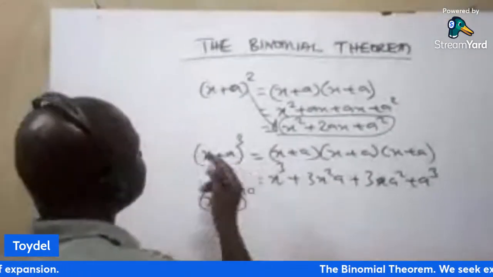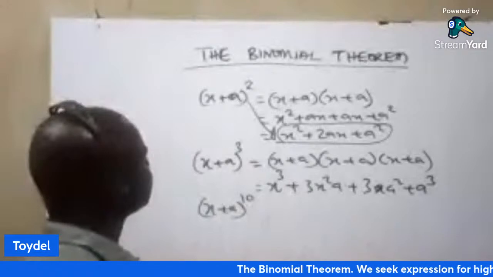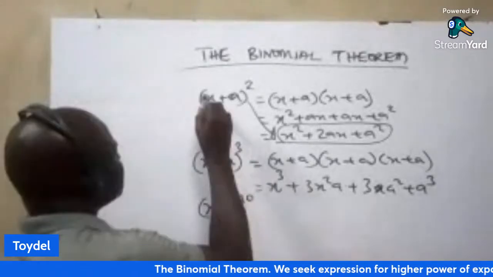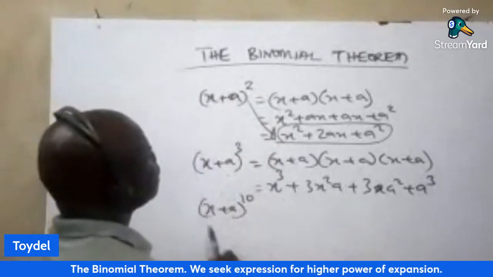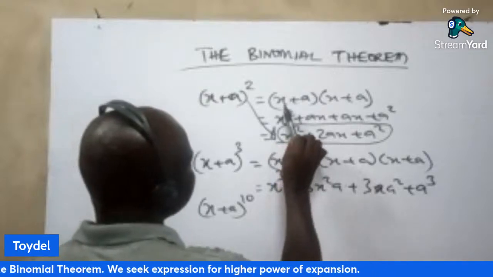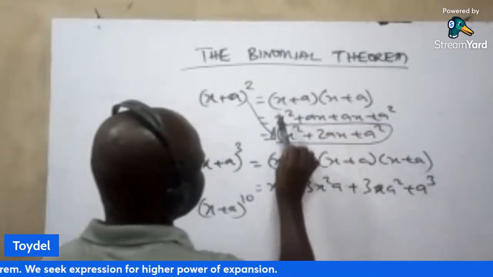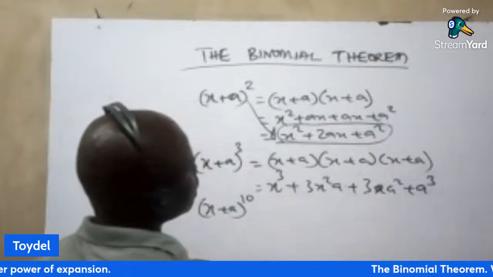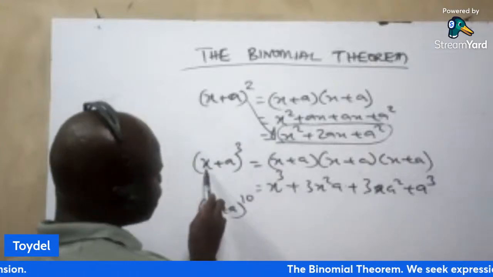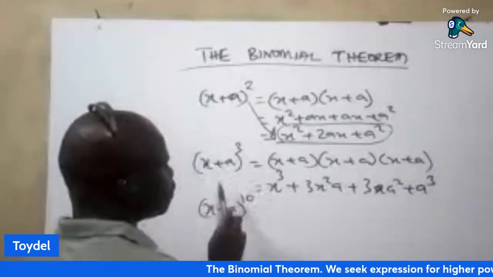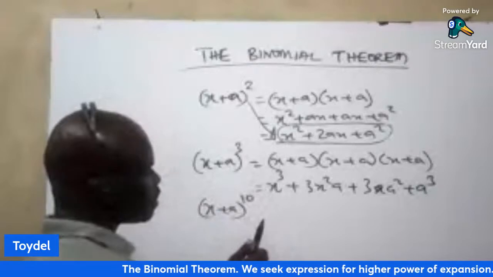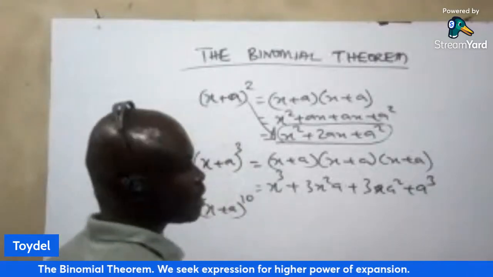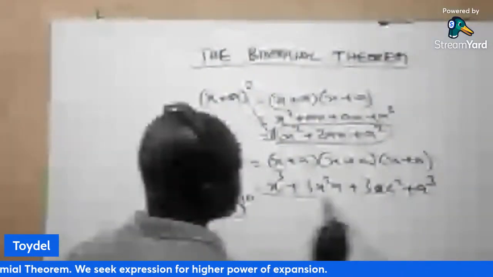So the topic is binomial theorem. As I've said earlier on, (x + a)² simply means that you have (x + a) times (x + a). If we expand this, this is what we are going to get. So (x + a)³ simply means that we are going to have (x + a) in 3 places. Then by the time we expand, we are going to get this.